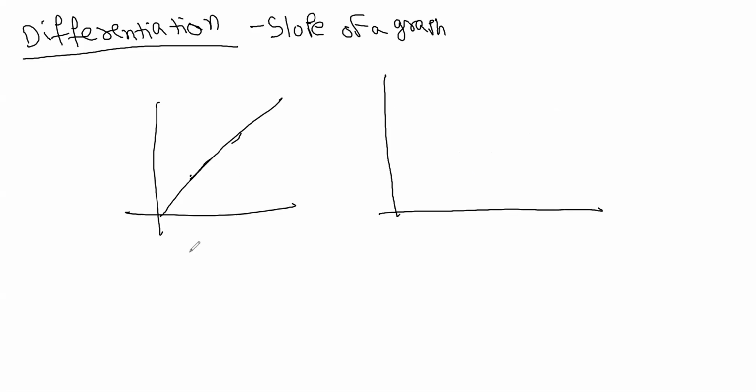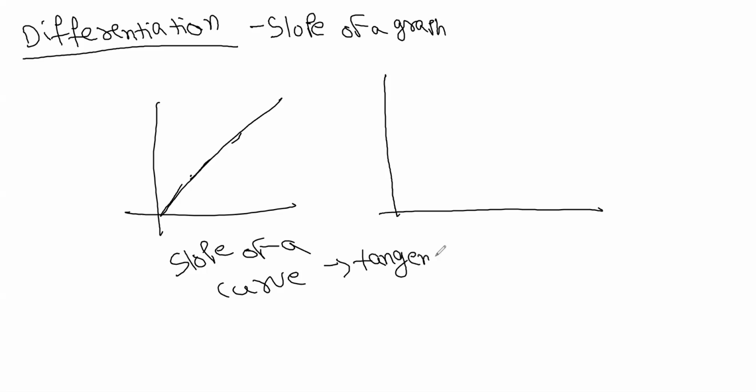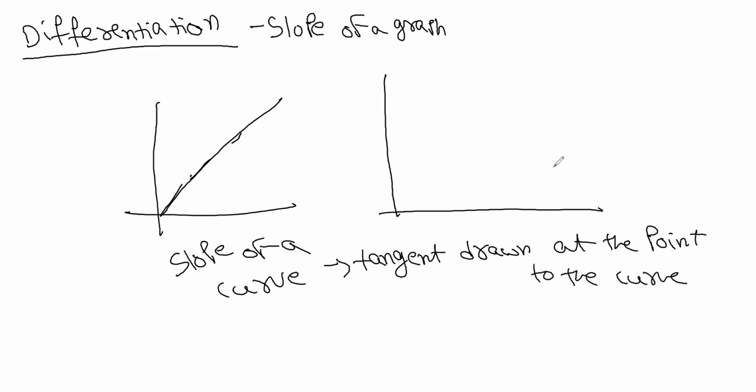What I told, slope means y2 minus y1 by x2 minus x1. For a straight line, it is one single slope. The slope of a curve is nothing but the tangent drawn at that point to the curve. That is tan theta, which is why we call it tan theta.